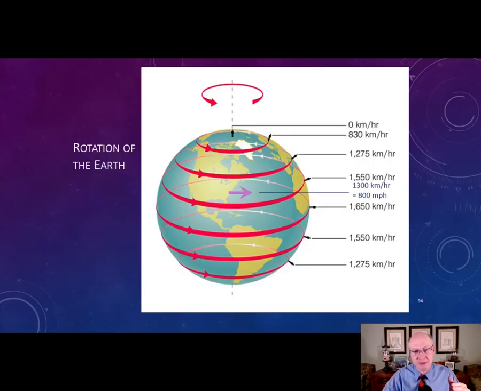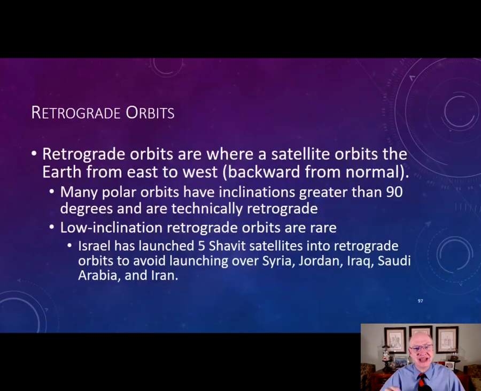So why would you ever do it? The only country that has really done this is Israel. Israel has launched 5 Shavit satellites into retrograde orbits, and they do this because if you imagine where Israel is located on the eastern shore of the Mediterranean Sea, if they were to try and launch towards the east, they would be launching out over Syria, Jordan, Iraq, Saudi Arabia, Iran. All of these countries are unfriendly to Israel, so Israel generally launches their satellites to the west, out over the Mediterranean Sea, but that does impose a tremendous penalty for doing that.